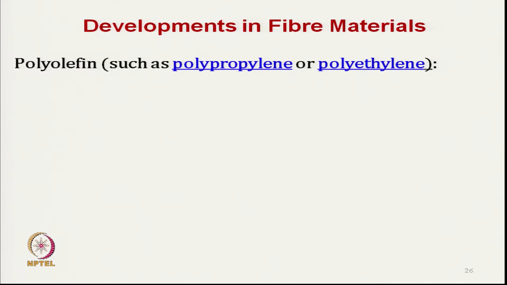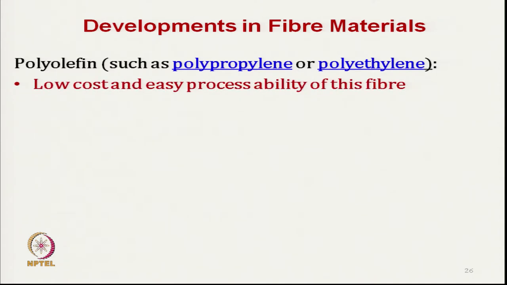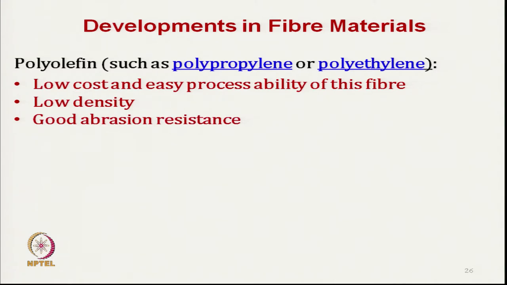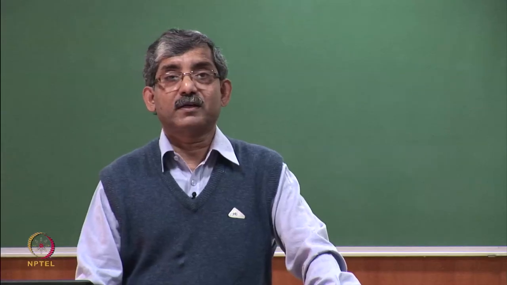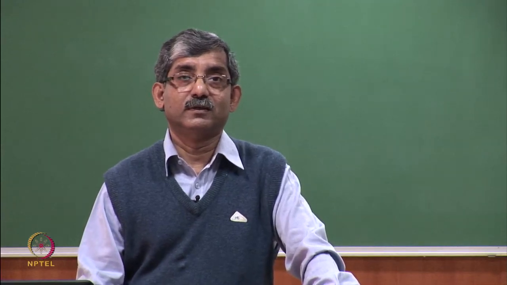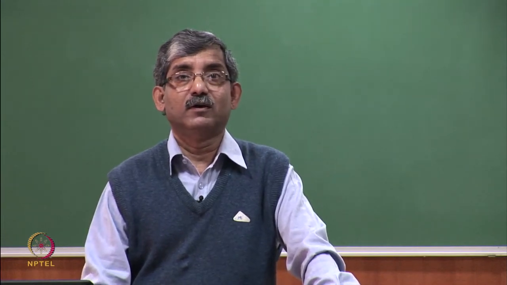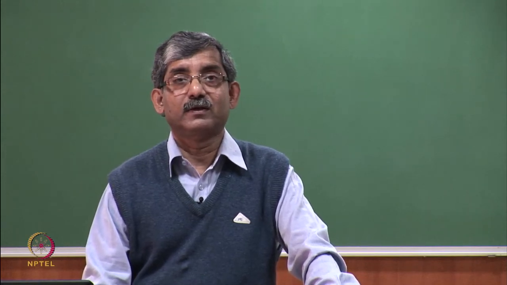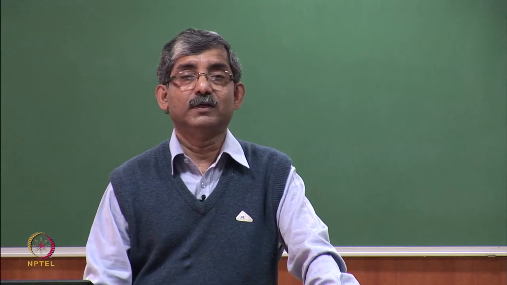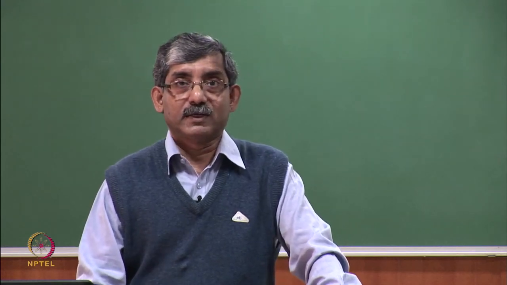polyolefins like polypropylene and polyethylene. These fibers have low cost, easy processability, lighter weight due to lower density, good abrasion resistance, and good moisture resistance. That means they have almost zero moisture absorption. Polypropylene has almost zero moisture absorption. These characteristics we use for technical textile application.